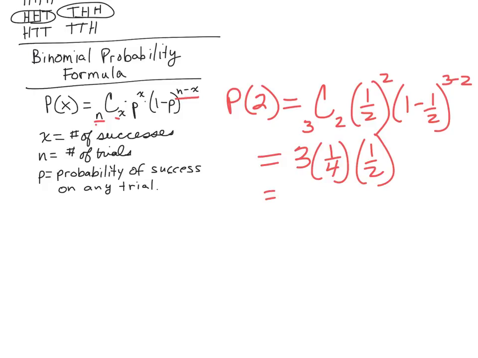Now you can do this on your calculator, but it'd be quicker to just do it in your head. 3 is the same thing as 3 over 1. So 3 times 1 times 1 is 3. 1 times 4 is 4, times 2 is 8. And there's the same 3/8 that we got earlier when we listed out the sample space. So it appears that the binomial probability formula works pretty well.